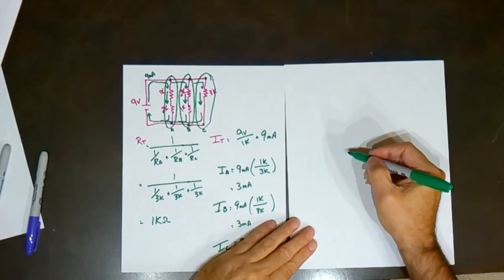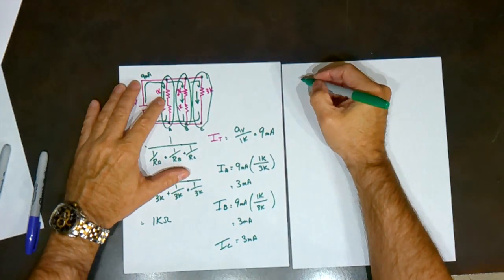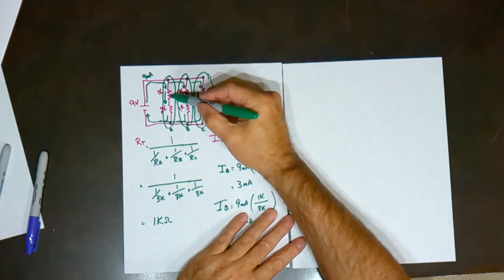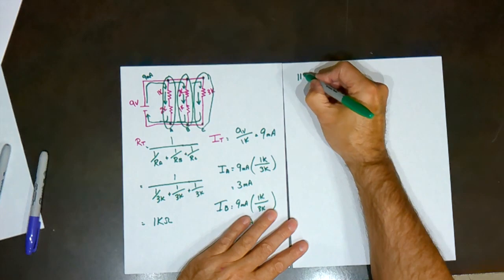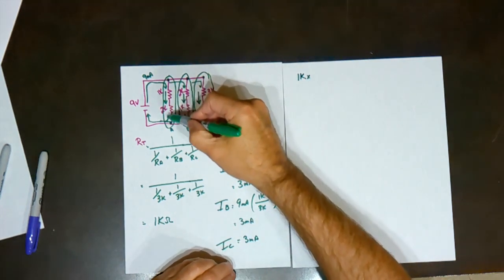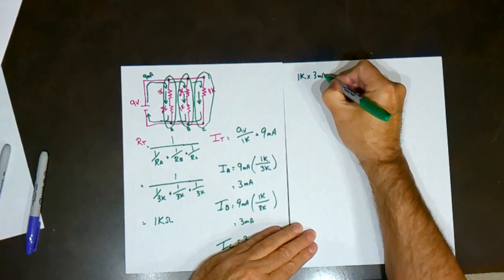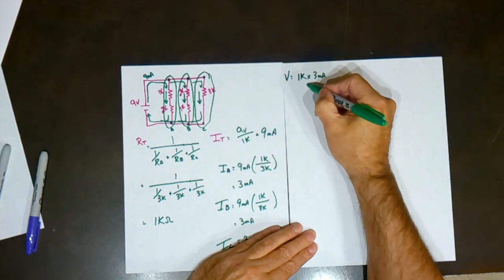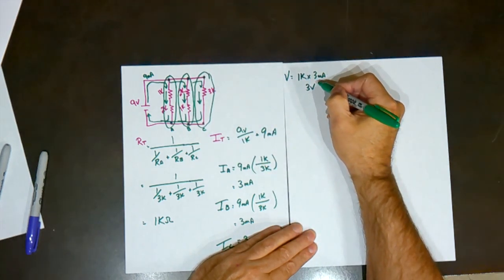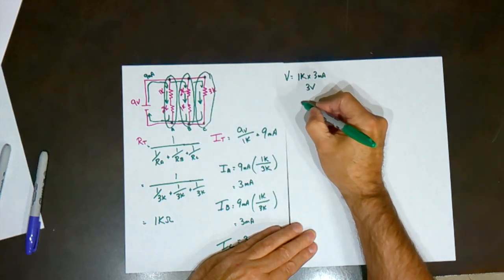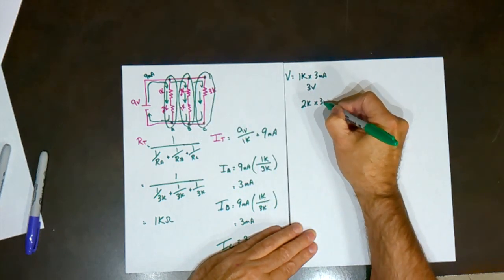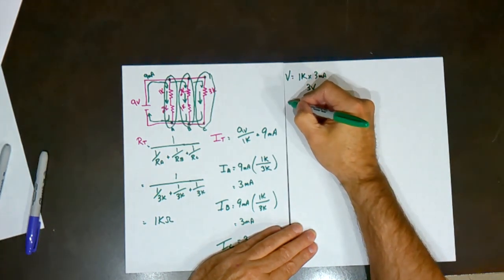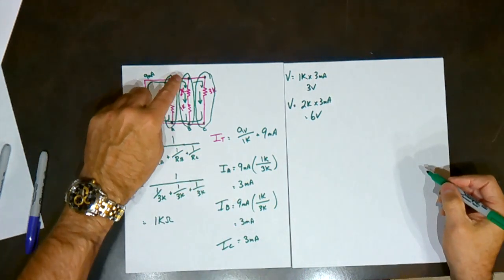If we wanted to find our voltages now, we can use Ohm's law because we know current times resistance is equal to the voltage. So on this first resistor, we've got 1K times, and the current down that branch is 3 milliamps. So on this resistor, that voltage would be 3 volts. This one, I have 2K times 3 milliamps, giving me 6 volts. And you can do the same thing for every branch.